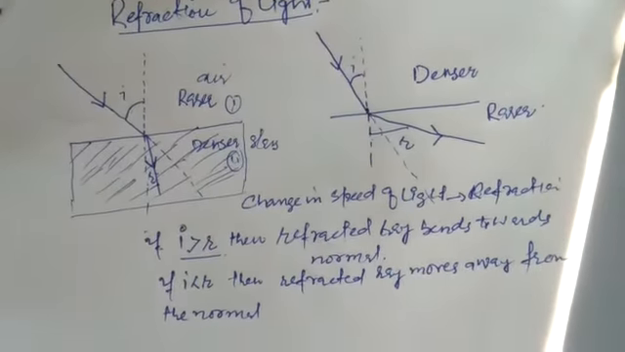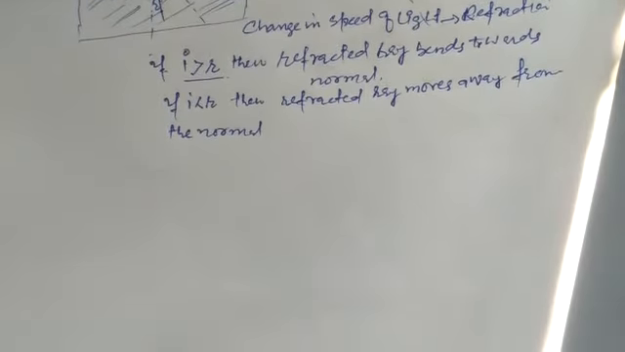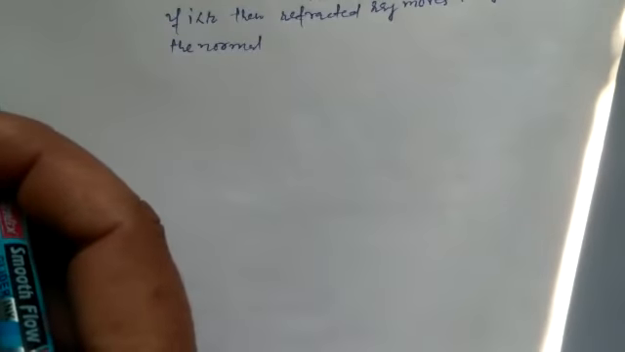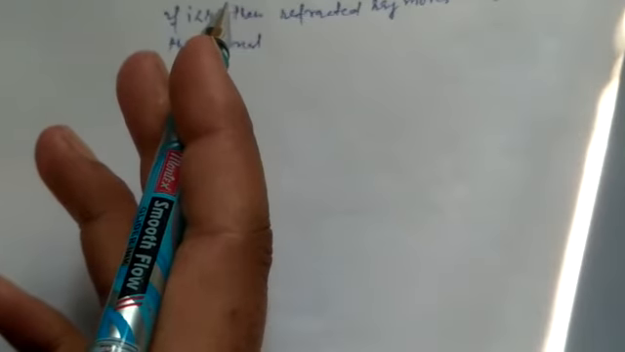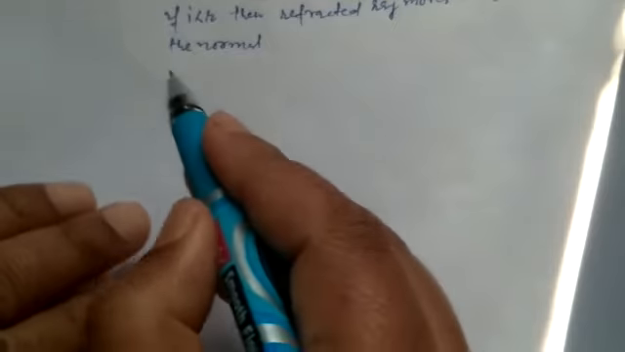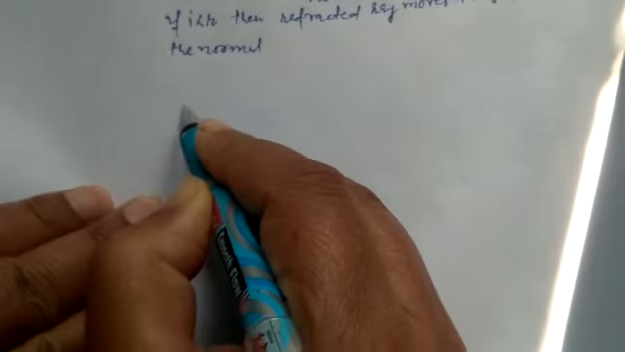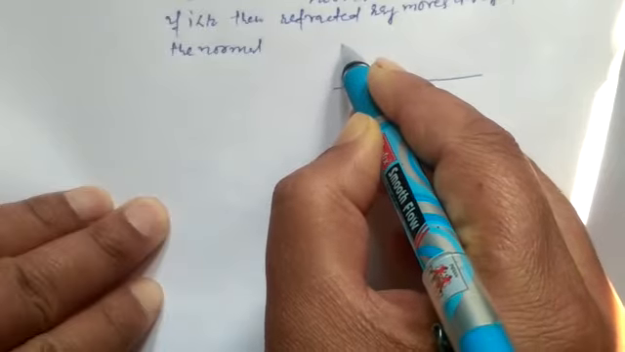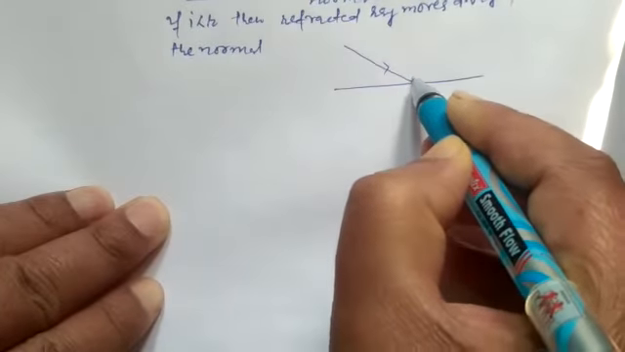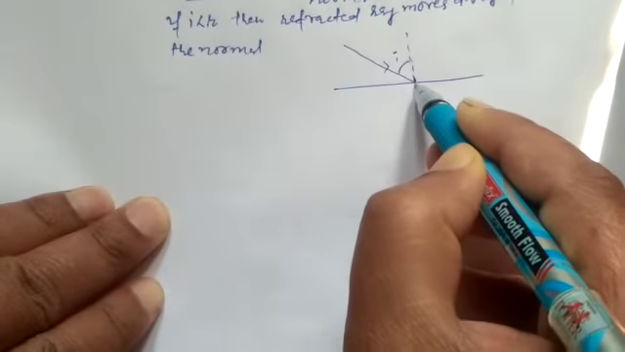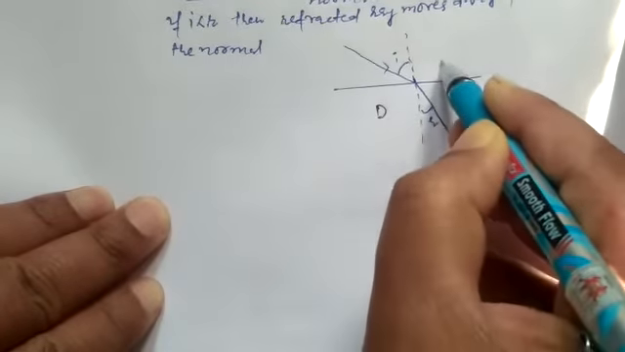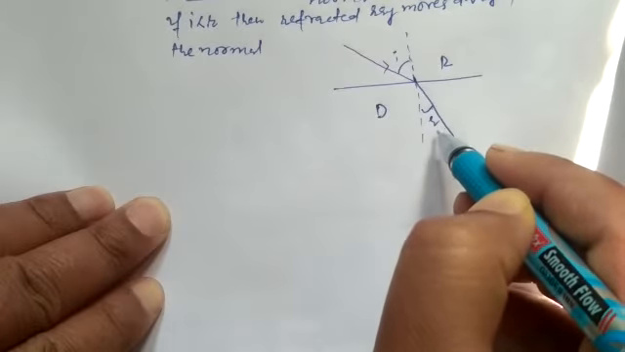So now we are aware of the terms optically rarer and optically denser. We should bold the cause: there is change in the speed of light. Once a ray of light enters from one medium to another, what actually changes? There is change in the speed. Whether the ray goes from rarer to denser or denser to rarer, if this is the ray, this is the normal, this is the angle of incidence, it will bend like this. So it is denser medium, D, it is R.